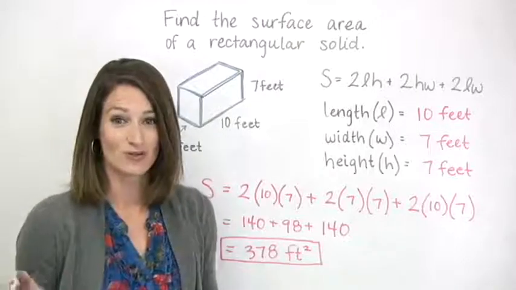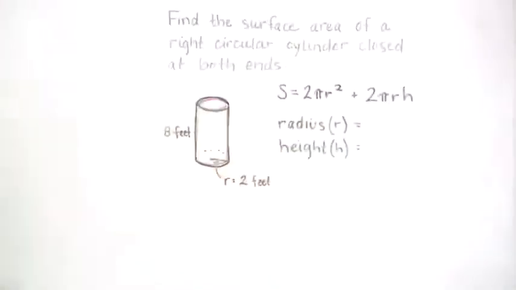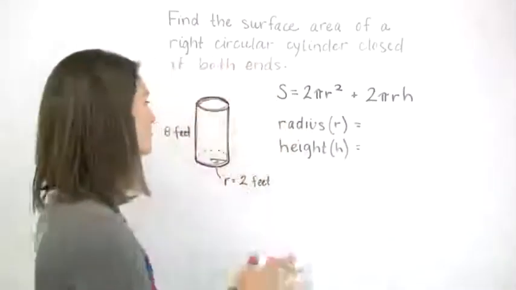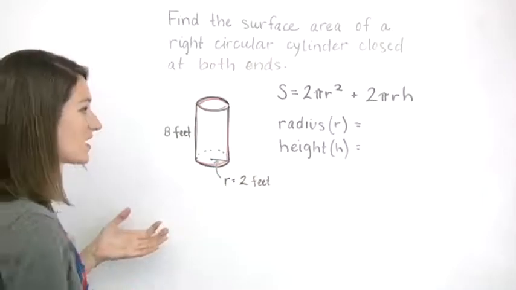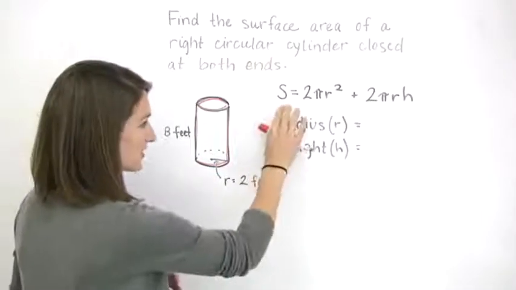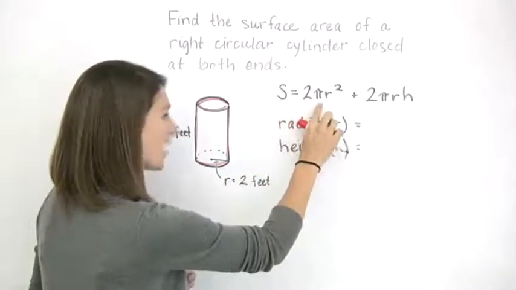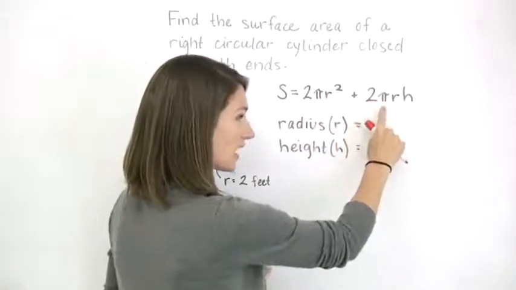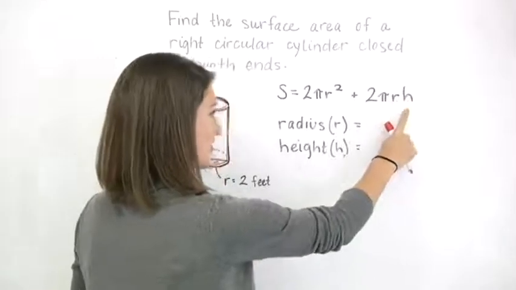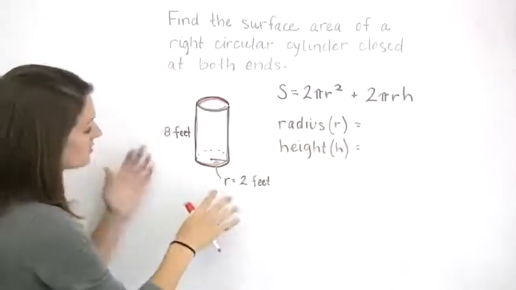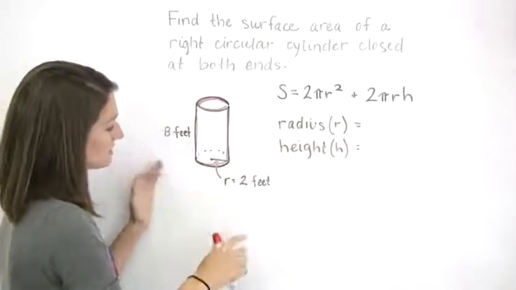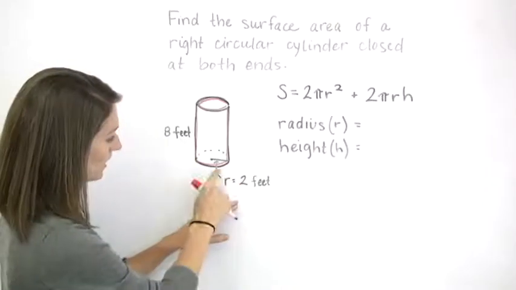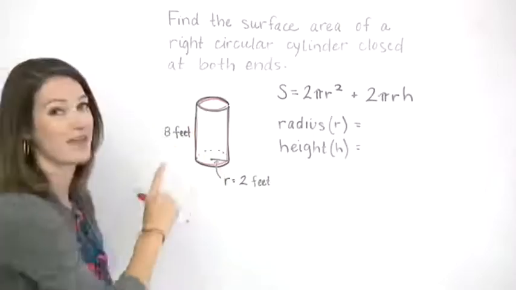So let's move on to right circular cylinders. Okay, let's find the surface area of a right circular cylinder that's closed at both ends. So we use the formula, surface area is equal to 2 times pi times radius squared plus 2 times pi times the radius times the height. So for this example, we have a right circular cylinder closed at both ends that has a radius of 2 feet. This is the radius of the circular base. And then it also has a height of 8 feet.